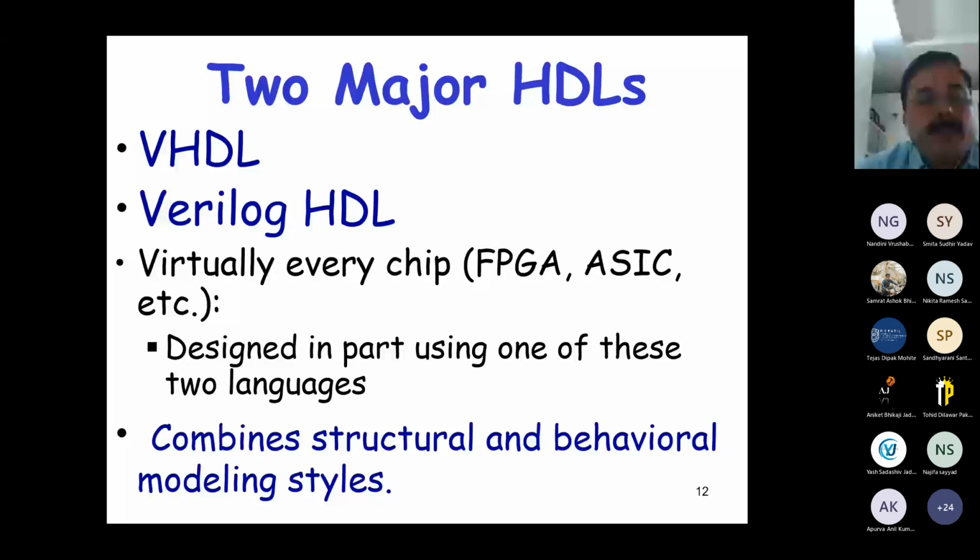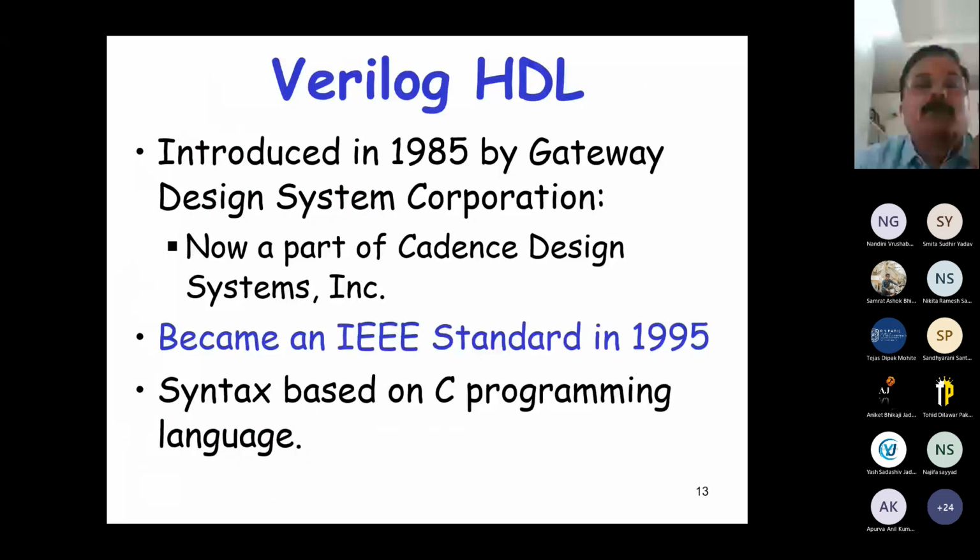Verilog HDL is the hardware description language which was introduced in 1985 by Gateway Design Systems, and now it is a part of Cadence Design Systems. It became an IEEE standard in 1995, and its syntax is based on the C programming language. So for those who are familiar with the C programming language, it is easier to understand the Verilog language. Now let's move to the design methodology.